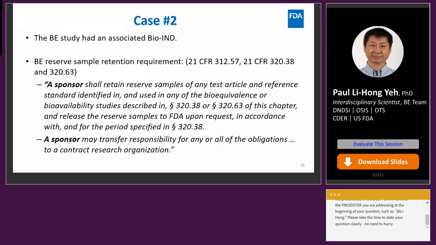In case number 2, the BE study had an associated bio-IND. The regulations are: a sponsor shall retain reserve samples of the test article and reference standard, and a sponsor may transfer responsibility for any or all of the obligations to a CRO.